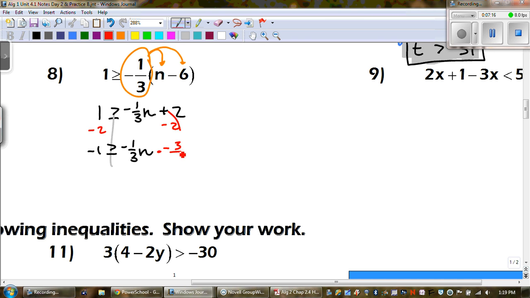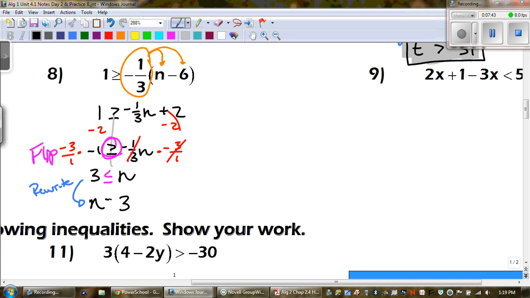Okay, to get rid of the fraction, I need to multiply by the reciprocal, which is -3/1. You get a +3. The n's by itself. We just multiplied by a negative, so we have to flip. And the last step here would be to rewrite. We want the variable first. It's pointing at the 3, so I'm going to make sure that it stays pointing at the 3. And there we go. We get n is greater than or equal to 3.